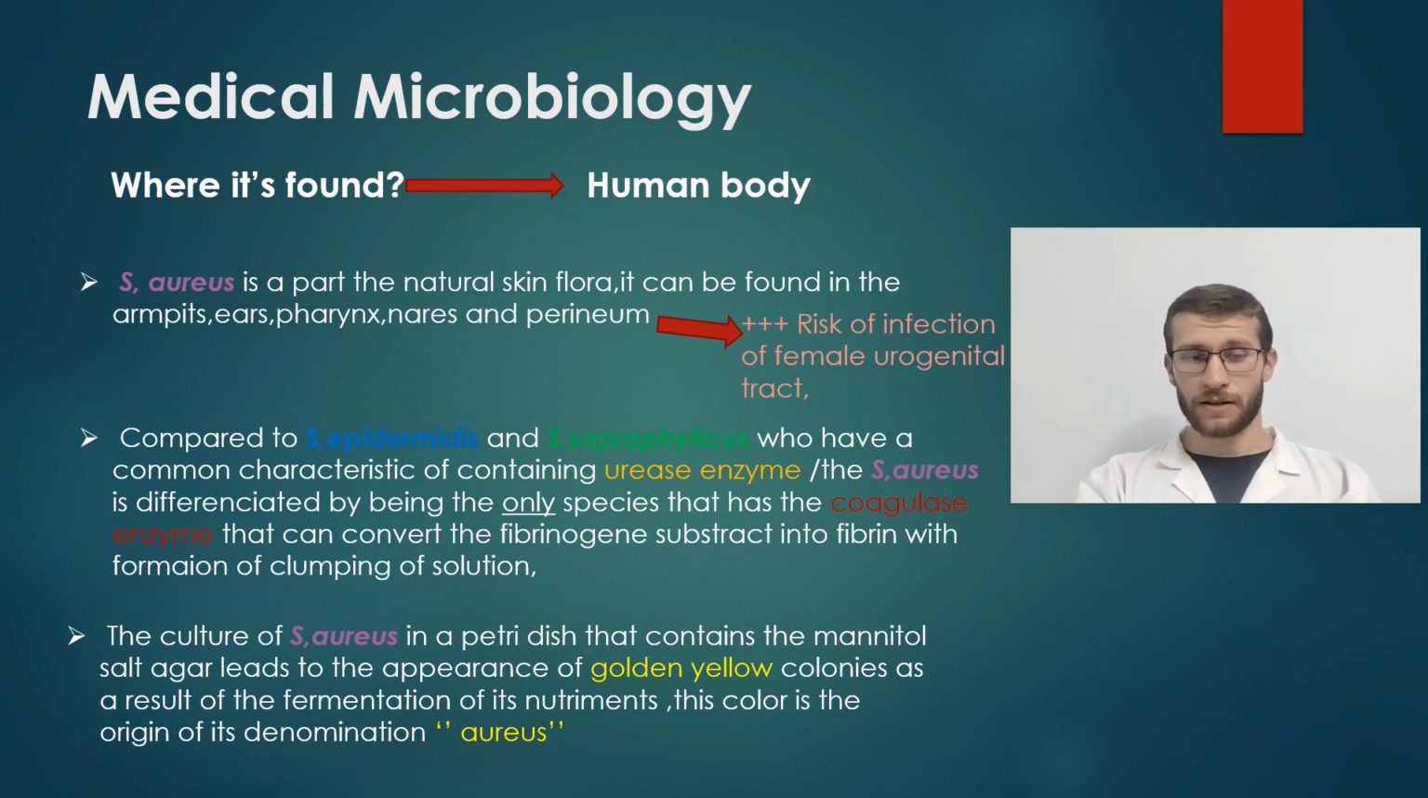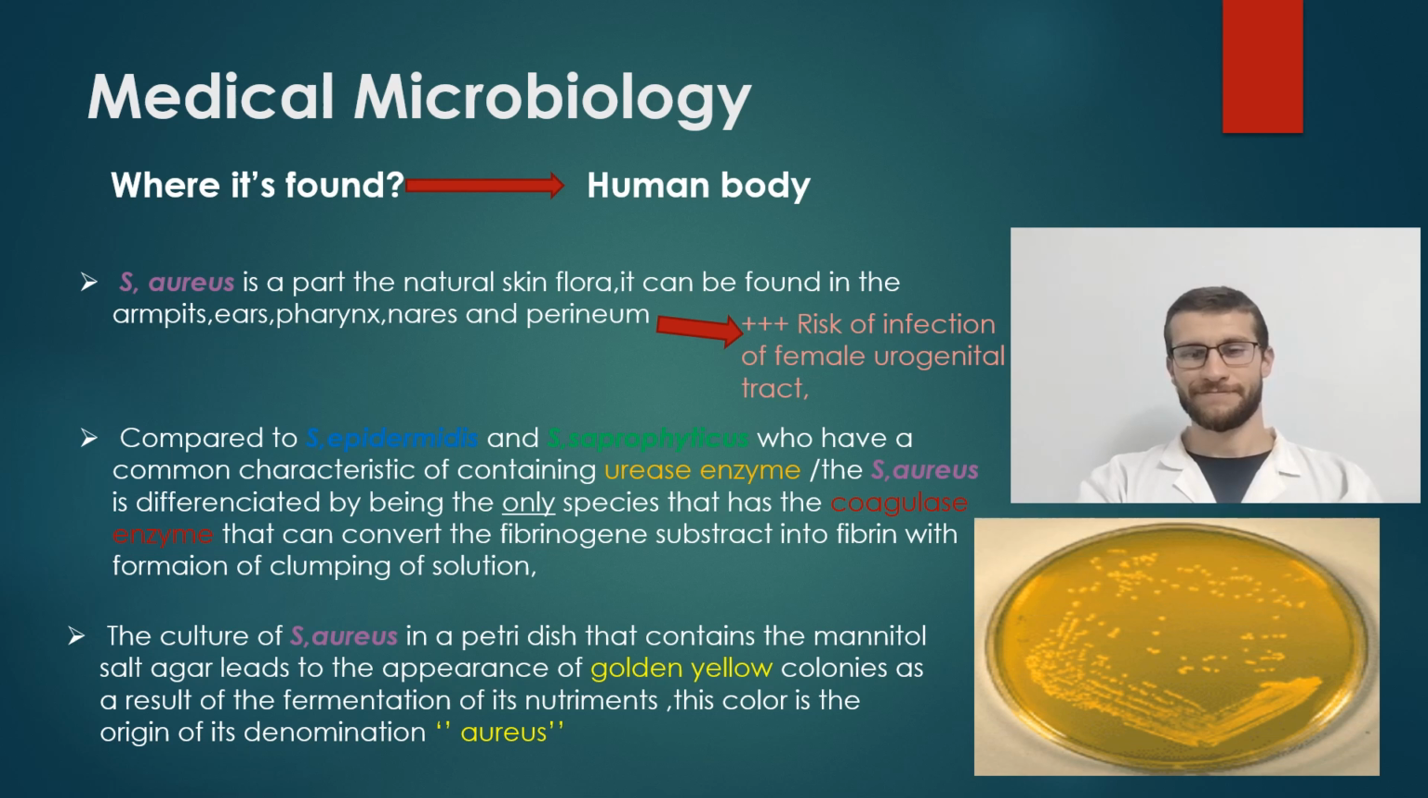The culture of Staphylococcus aureus in a petri dish that contains the mannitol salt agar leads to the appearance of golden yellow colonies as a result of the fermentation of its nutriments. This color is the origin of its denomination aureus. Here's a picture of it.